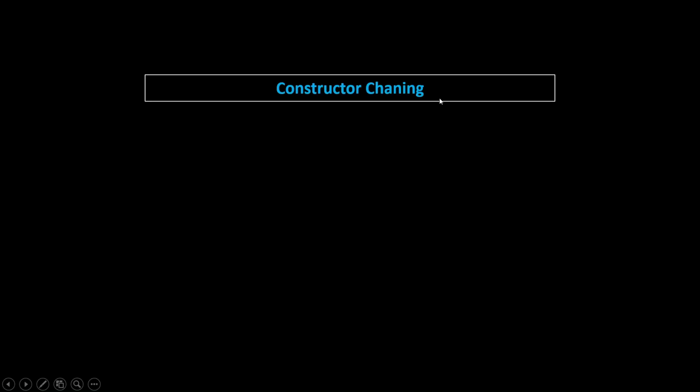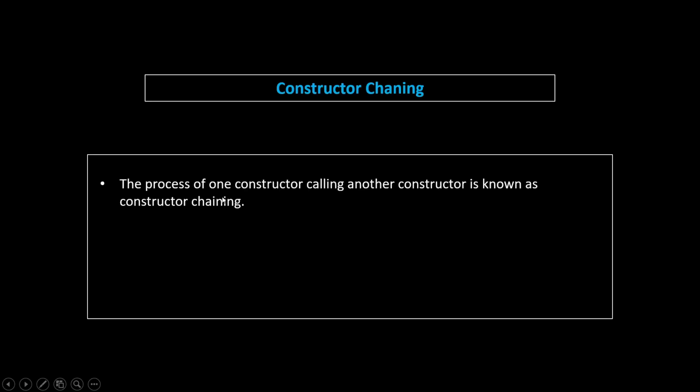Constructor chaining is the process of one constructor calling another constructor. So why do we use constructor chaining? We use constructor chaining to avoid boilerplate code. If you watched the previous video on constructor overloading, you have to write the variables and the this keyword for every variable to initialize the current object reference. But in constructor chaining, you don't do it like that. I will explain with an example.